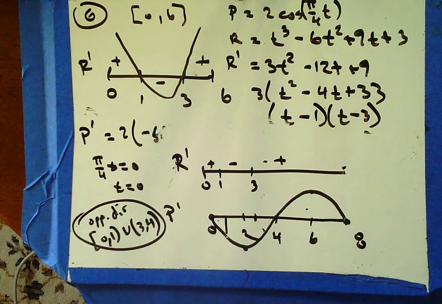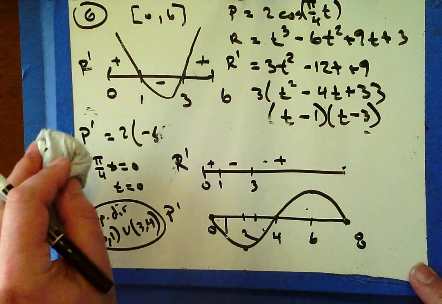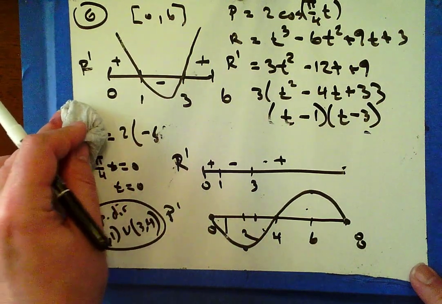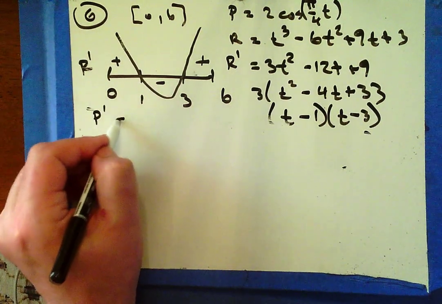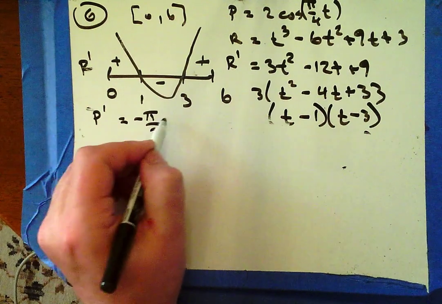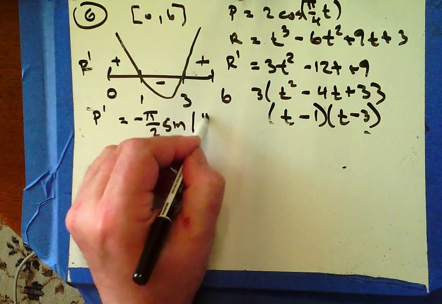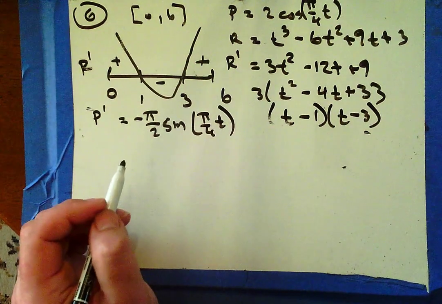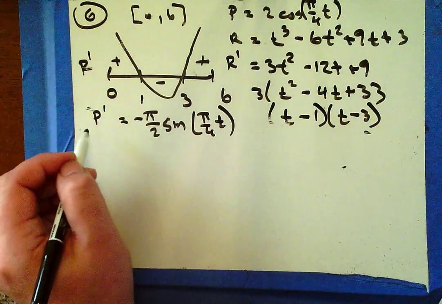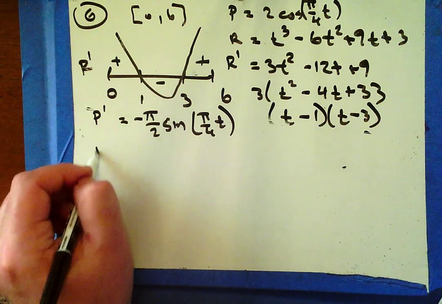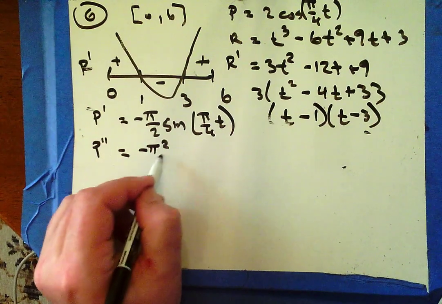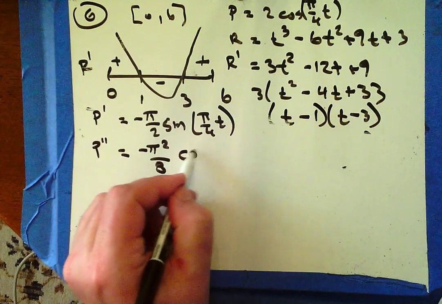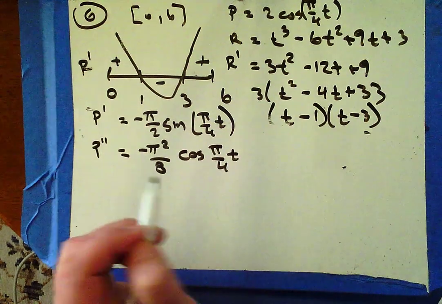What about part C? Find the acceleration of P. I wish I hadn't erased my P prime. Let's see. P prime was negative pi over 2 sine pi over 4t. Okay, that's p prime, and so I need acceleration. I need p double prime. That's going to be negative pi squared over 8 cosine pi over 4t.